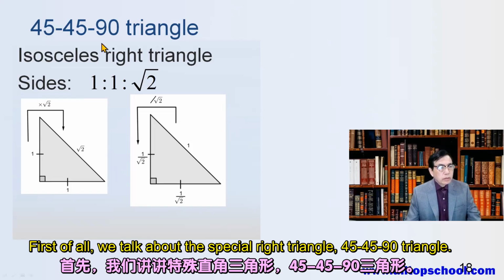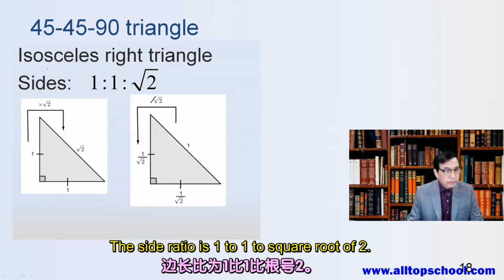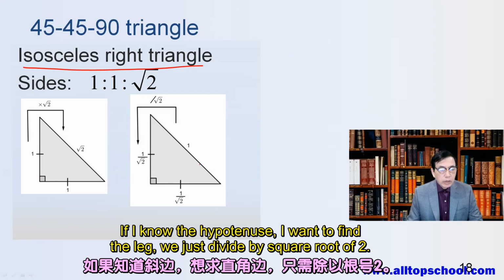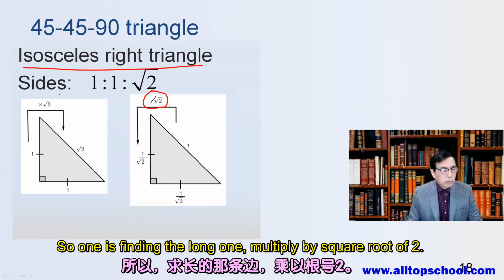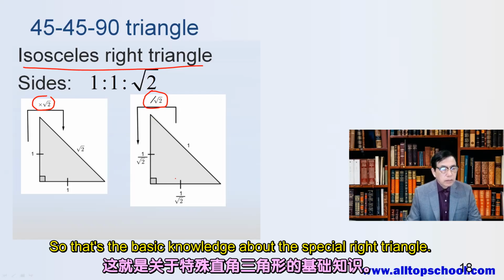First of all, we talk about the special right triangle, the 45, 45, 90 triangle. This is also called an isosceles right triangle. The side ratio is 1 to 1 to square root of 2. That means if I know the length of the leg and want to find the hypotenuse, we just multiply by square root of 2. If I know the hypotenuse and want to find the leg, you just divide by square root of 2. So finding the long one, multiply by square root of 2; finding the smaller one, divide by square root of 2. That's the basic knowledge about this special right triangle.